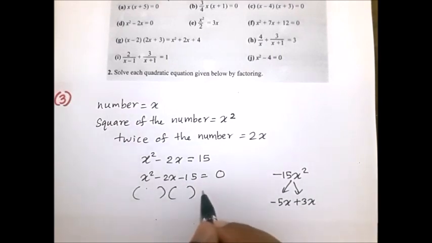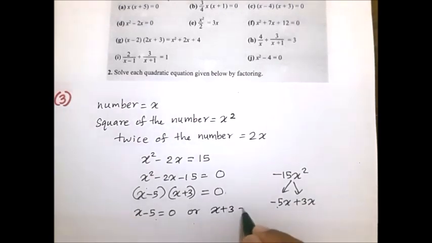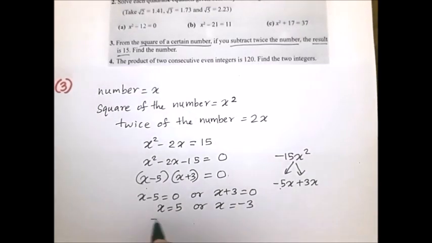Now write the factors of this expression. Minus 5 and plus 3. Now the multiplication of these two terms equals 0. So you can write x minus 5 equals 0 or x plus 3 equals 0. Subject x, take minus 5 here, it is plus 5. Here x equals minus 3. This is the answer for the third question. The number we initially took is 5 or minus 3. Both are correct.